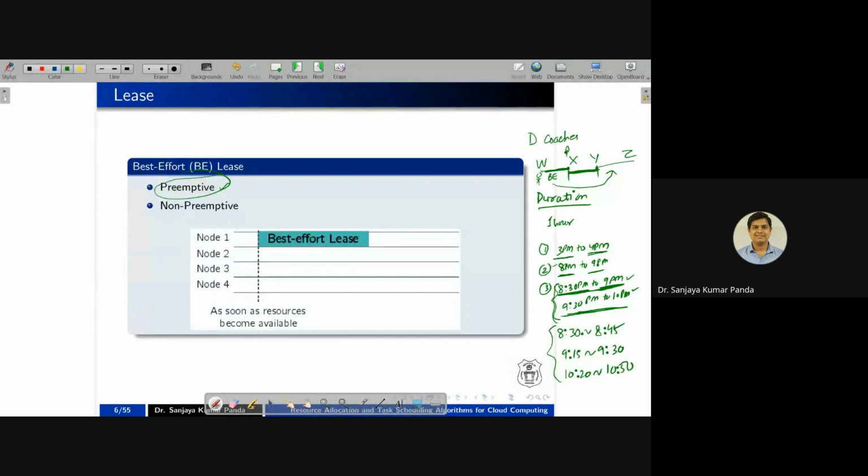So whenever resources become available, we are going to provide them. If resources are not available, we are not going to provide them. Or if a high priority lease is coming, we give more emphasis to that high priority lease. Only in the non-preemptive case, once you start a best effort lease, it is not possible to preempt it, right? So that is another type of lease.